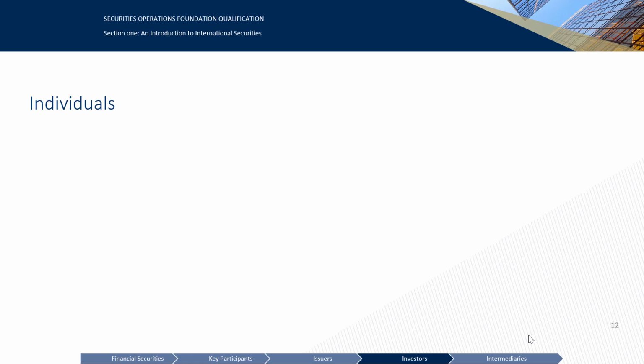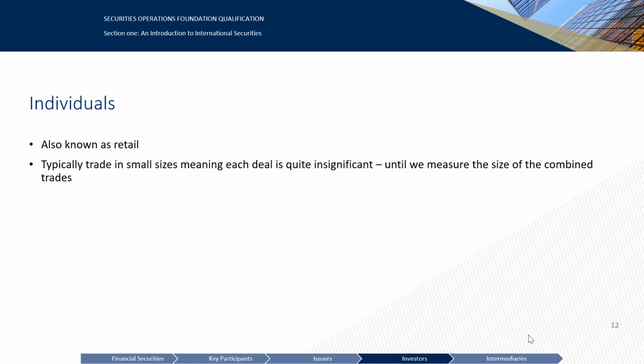Let's look first at individuals. This group is also known as retail. Retail, by contrast with wholesale, means small size. So this tells you that most individual investors will be providing small size funds to our issuers. Since individuals normally trade in small size, each of their deals is rather insignificant. However, if we add them all together, we find they're not insignificant. Their significance comes in aggregated size.